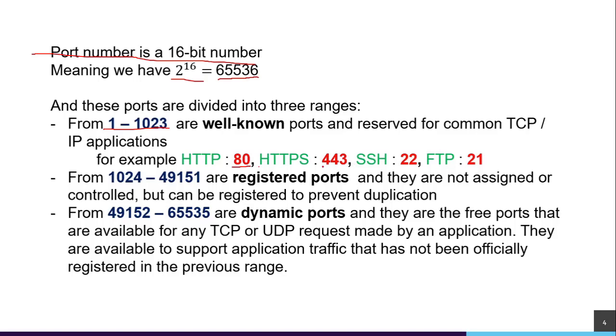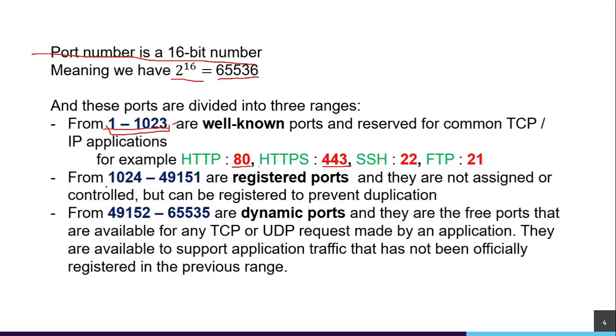HTTPS runs by default on port 443, SSH on port 22, FTP on port 21, and those are in the range of 1 to 1024. So you can look at the rest of the ports that are available in this range by just googling it.